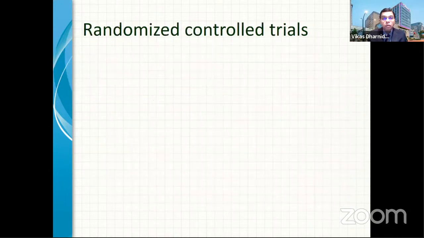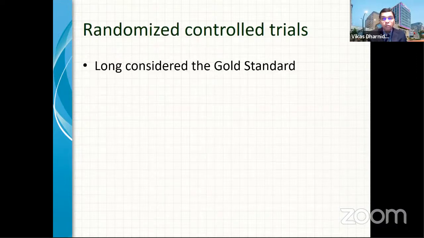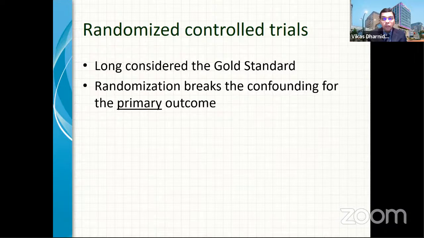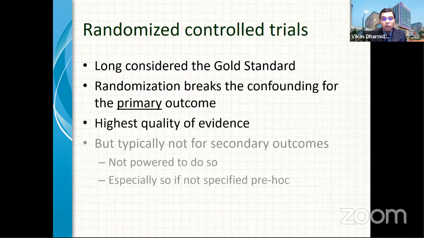So the way to choose drugs has really come from as many trials as we could do. And randomized controlled trials have long been considered the gold standard. The reason being that there are many confounders to the outcome. And when you randomize a subject, you break the confounding for whatever is the primary outcome that you've chosen. And I've specifically underlined the word primary. This is considered the highest quality of evidence, but trials will also have a variety of secondary outcomes.